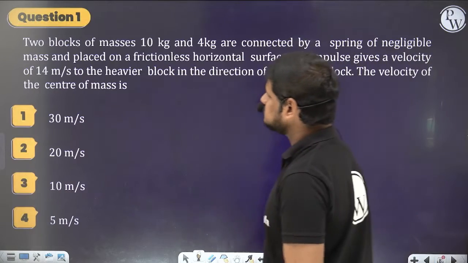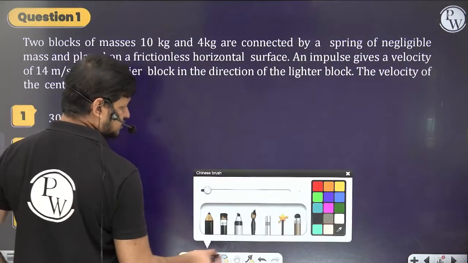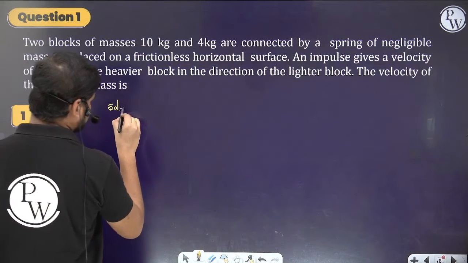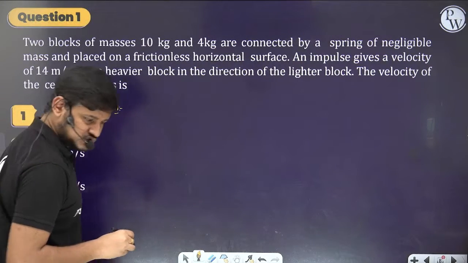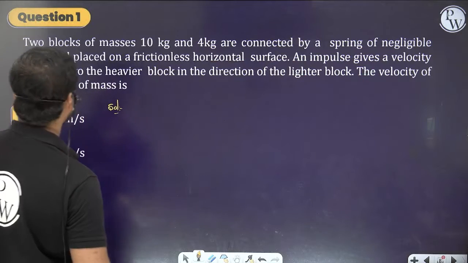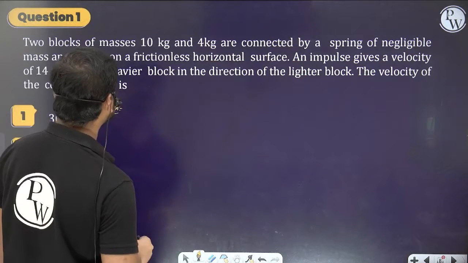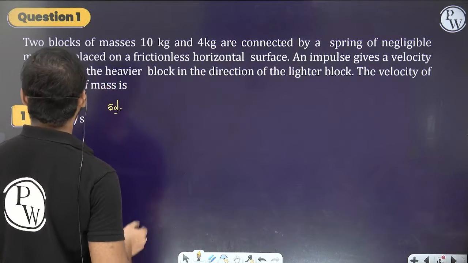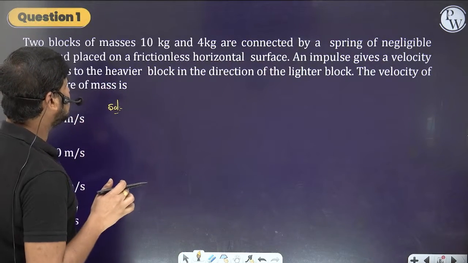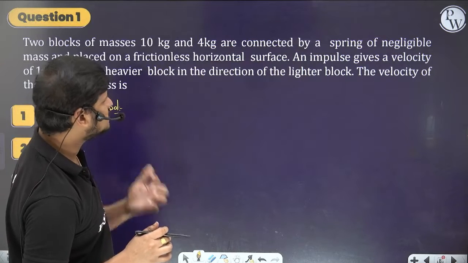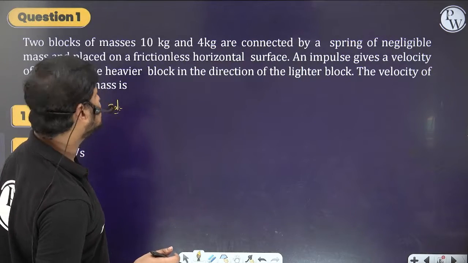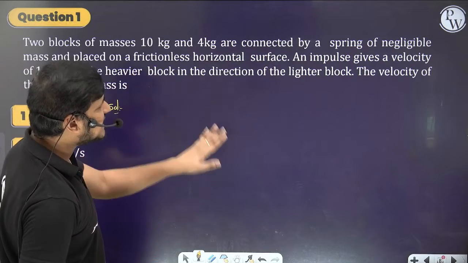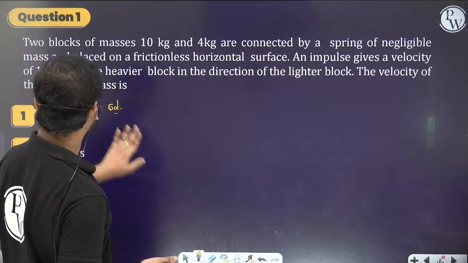So let's take the first question. What does the question say? Try to understand the given question. There are two blocks of masses 10 kg and 4 kg connected by a spring of negligible mass and placed on a frictionless horizontal surface. An impulse gives a velocity 14 meter per second to the heavier block in the direction of the lighter block. Find the velocity of the center of mass.